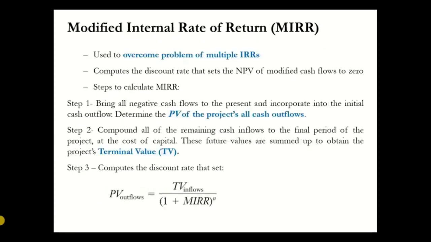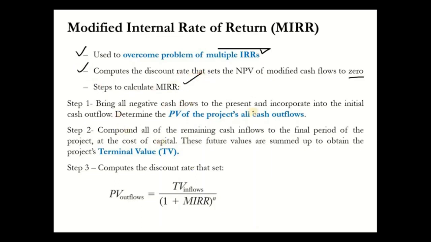Then what is the solution? The solution is modified internal rate of return. The solution for the problem of multiple IRRs is that we can find the modified IRR. Then we can compute the discount rate that sets the NPV of the modified cash flows to 0. Basically it helps us find the rate at which your NPV is 0, right? So the problem of multiple IRRs will be solved. And what are the steps?